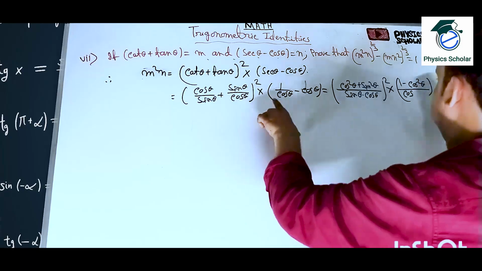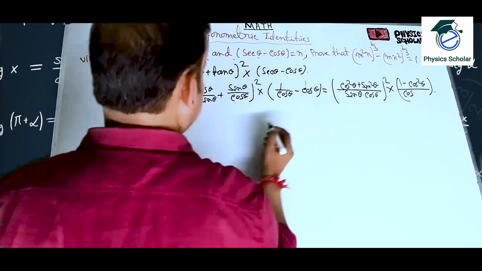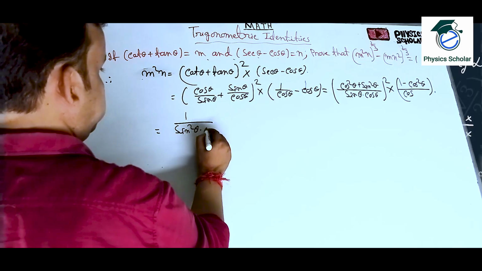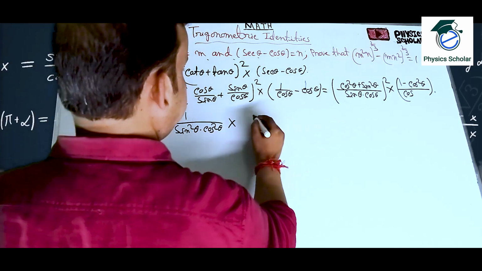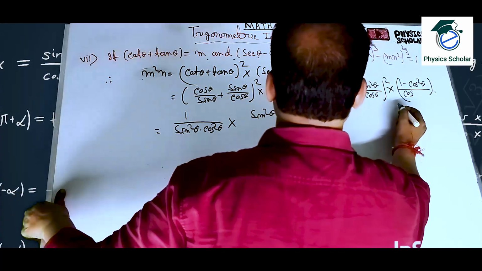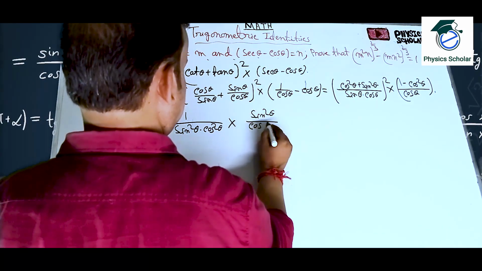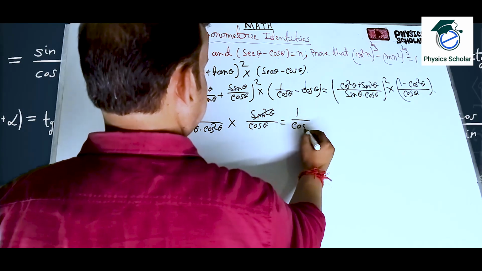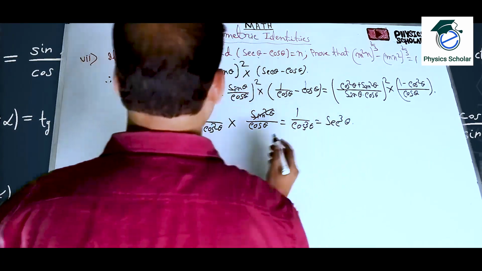Clear? Okay. So now sin square theta plus cos square theta means 1, then 1 by sin square theta into cos square theta, as it is whole square, into 1 minus cos square theta means sin square theta divided by cos theta. So sin square will be cancelled. So 1 by cos cube theta is equal to sec cube theta.